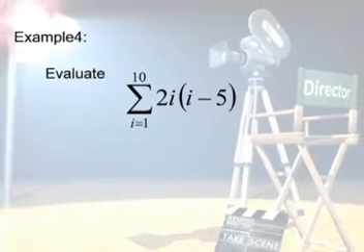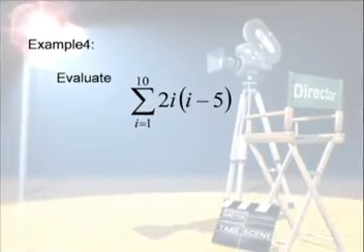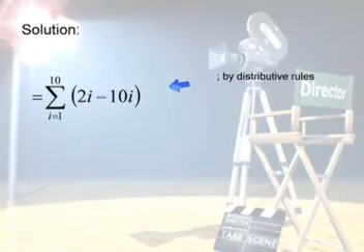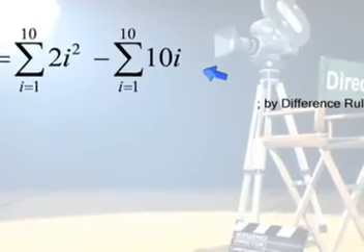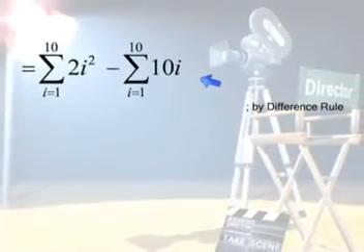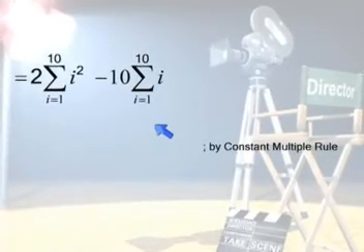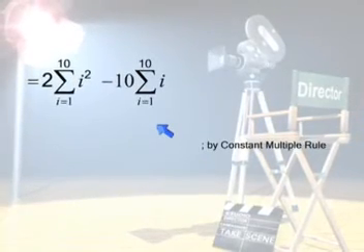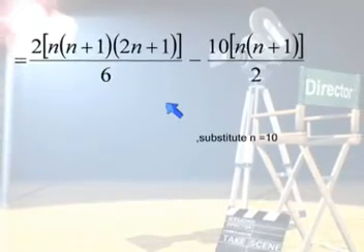Example 4. Evaluate. Solution. By distributive rules. By difference rule. By constant multiple rule. Substitute n to 10.